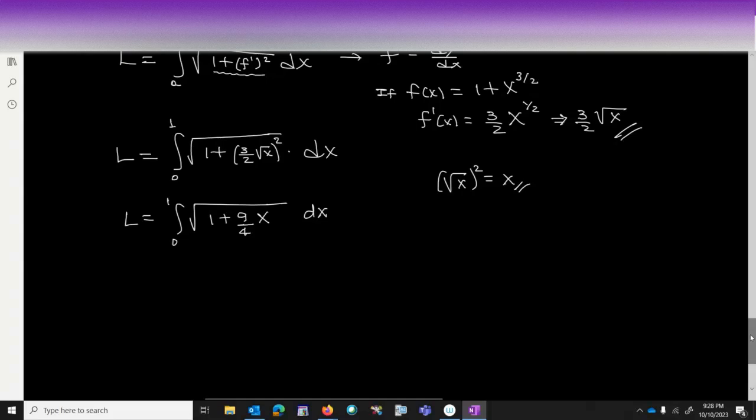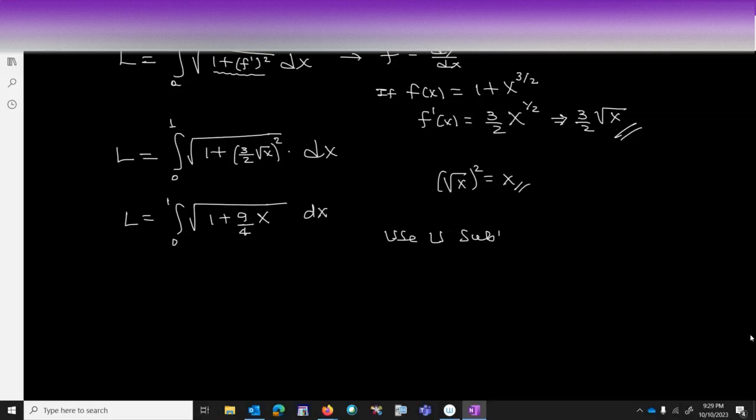Now, how can I solve this one is the question. I can use u substitution at this point. According to u substitution, let u be the expression inside the square root, which is 1 plus 9 over 4 x. This is my u.